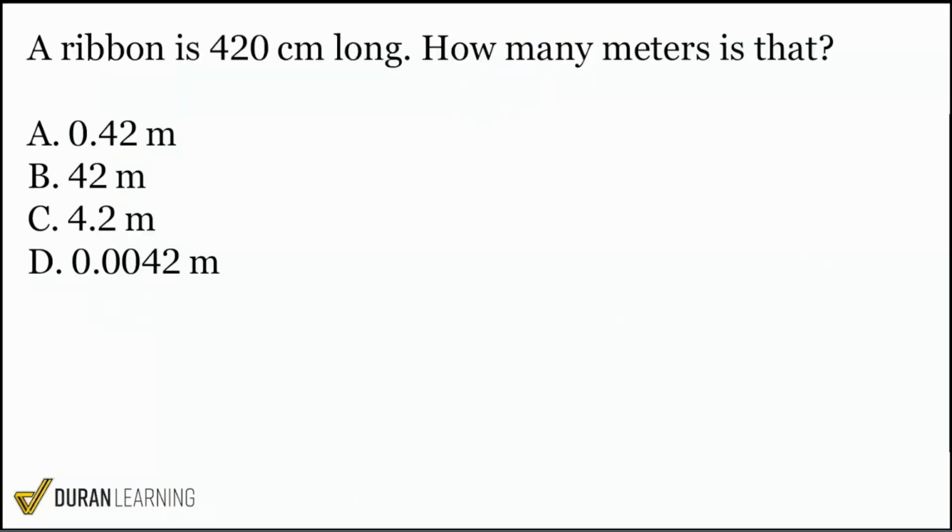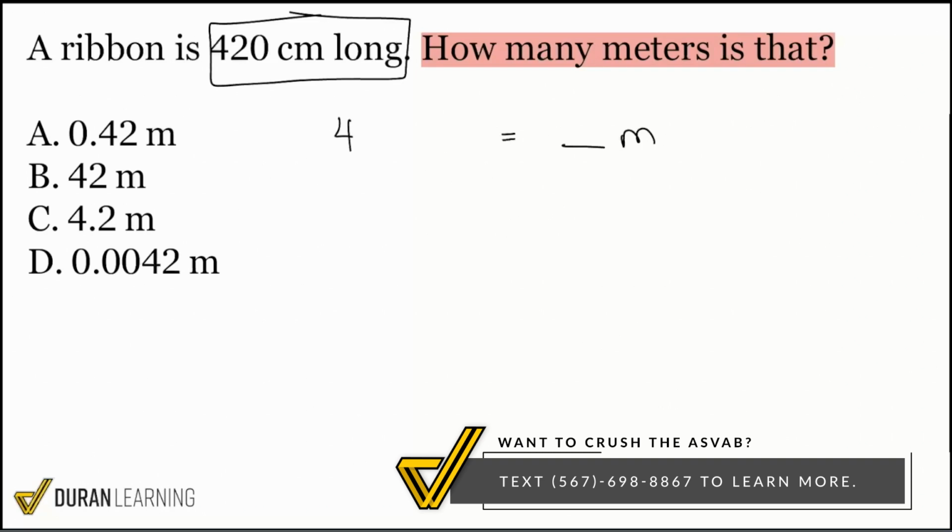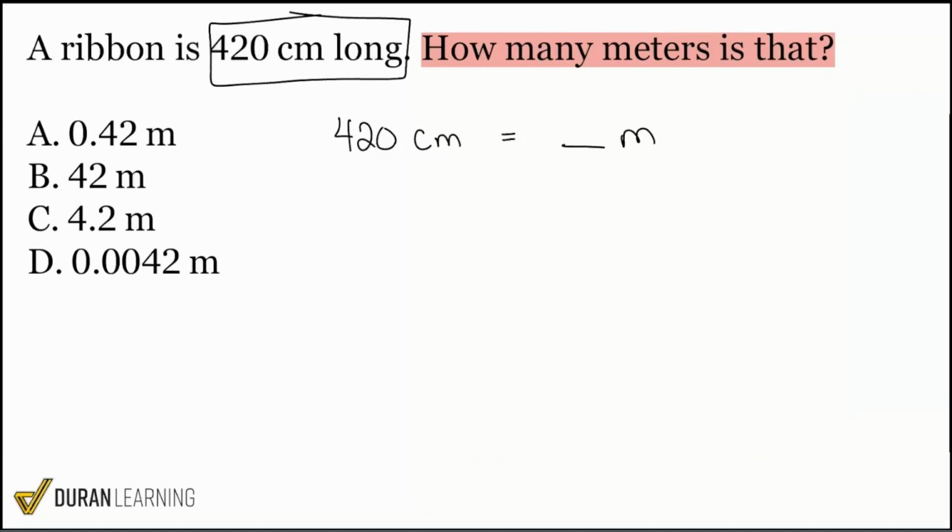All right, next question. The question reads, how many meters is that? Okay, so how many meters is whatever we're given going to be? Sounds good. So we have blank meters is what we're trying to get to. And we begin at 420 centimeters in length. Okay, sounds good. So what we want to understand from the very get-go is that we're beginning with centimeters and we're trying to get to meters. So we have to understand the conversion between centimeters and meters.